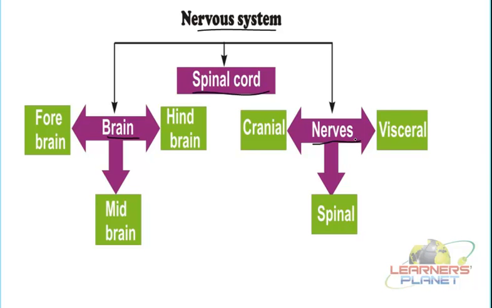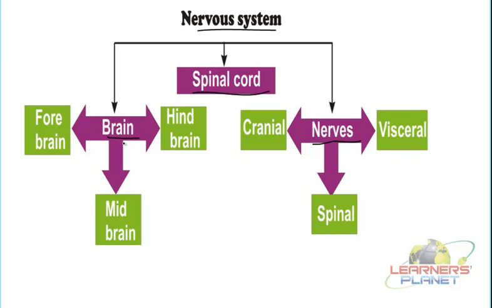And all of these are made up of what? The nervous tissue. That means they are made up of nerve cells or neurons. Now these neurons, as we already said, receive the message and transmit it to another. This type of receiving and then transmitting takes place in all of these parts. And of course, each part has a particular function.